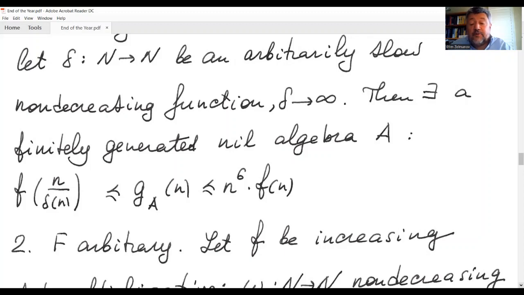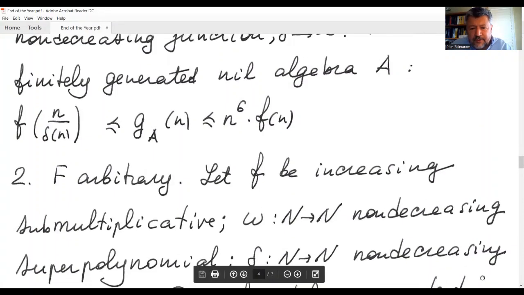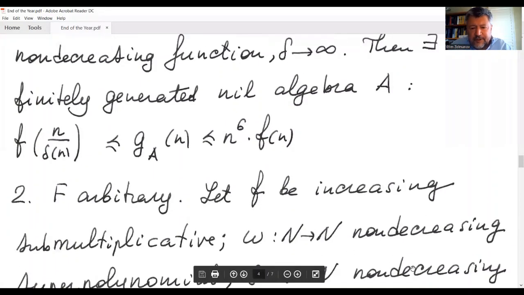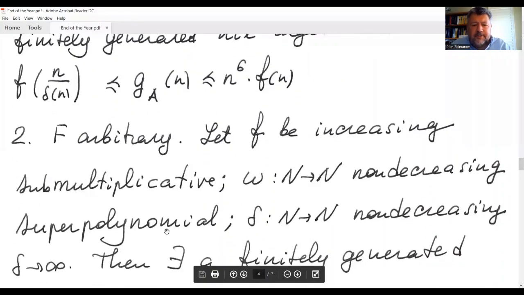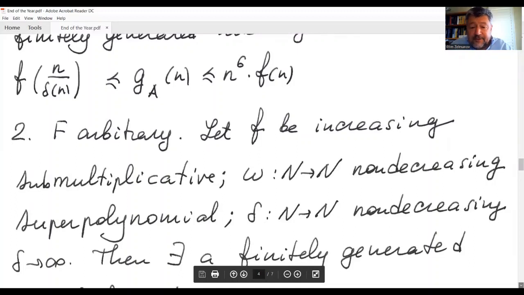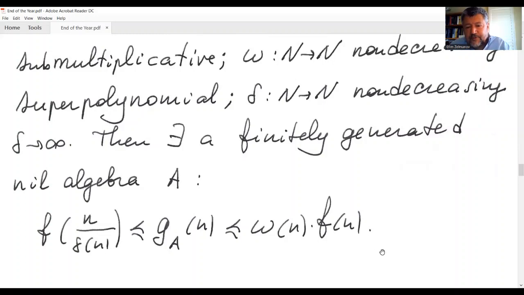For an arbitrary field, not necessarily countable, there is a somewhat weaker statement: for any non-decreasing function omega that is super polynomial, and for any non-decreasing function delta, there exists a finitely generated nil algebra that satisfies this inequality. So the philosophy is the same. It is close to the function f of n.